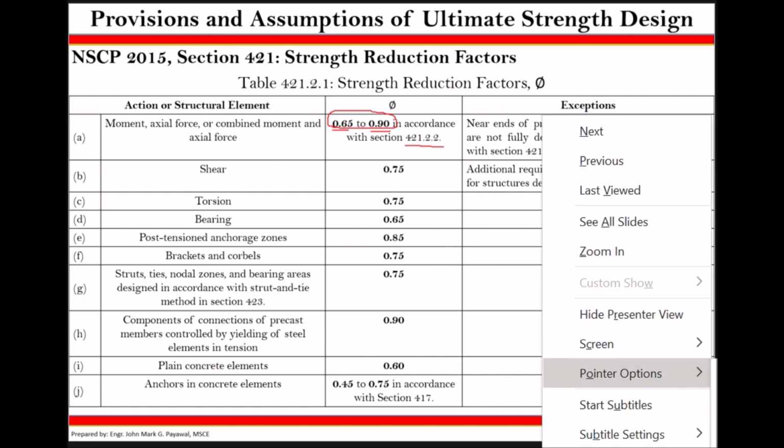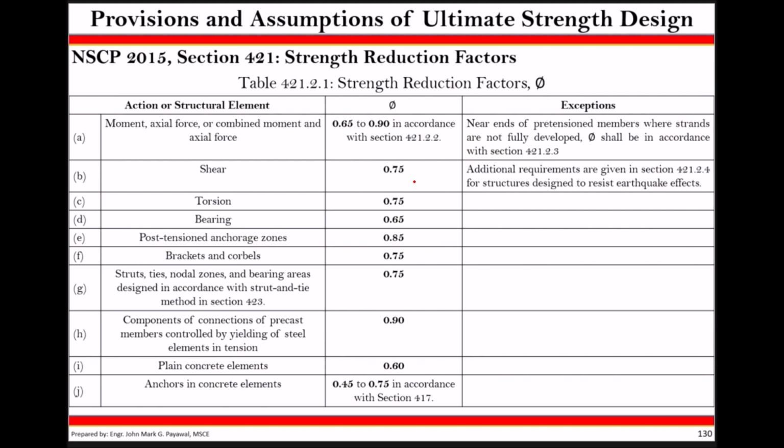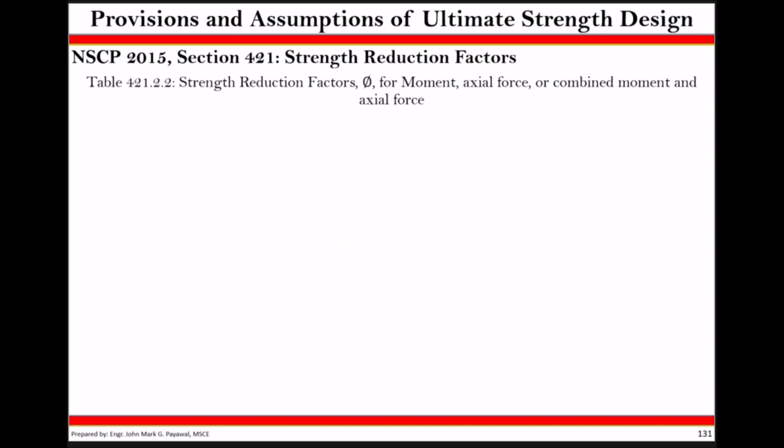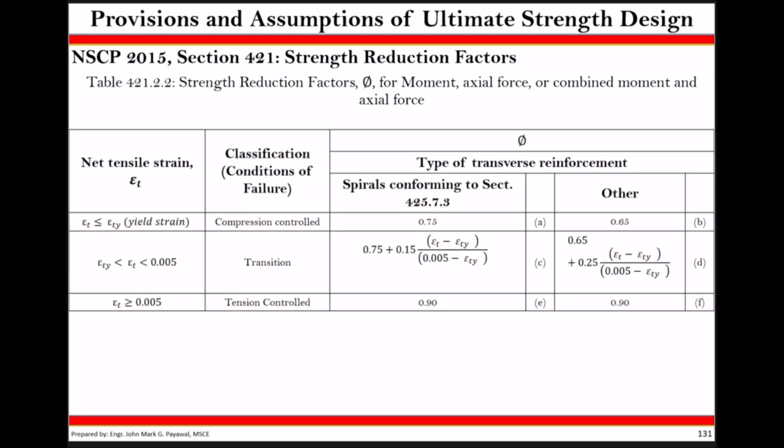Let's now go to Section 421.2.2. Under that, we are given a table for the strength reduction factor for members subject to moment, axial force, or combined moment and axial force. Dito, nakita natin meron tayong tinatawag na conditions of failure. As mentioned a while ago, it's either compression controlled, transition, or tension controlled. Under compression controlled, it would be 0.65 or the other would be something else. Let me just fix this one because I think medyo naputol yung table.